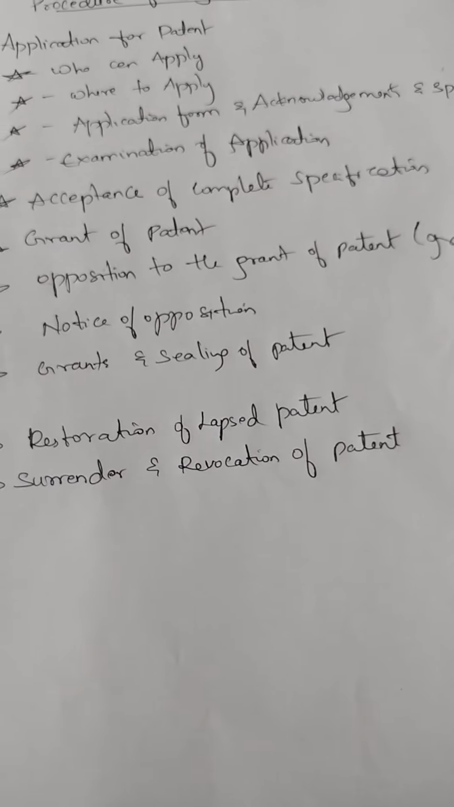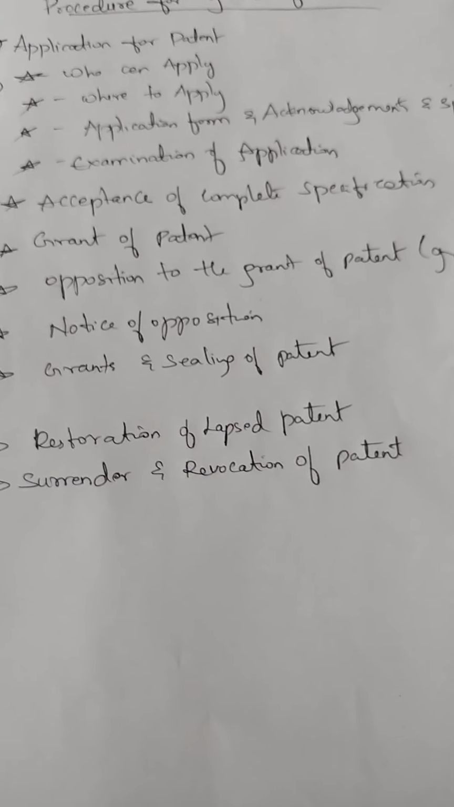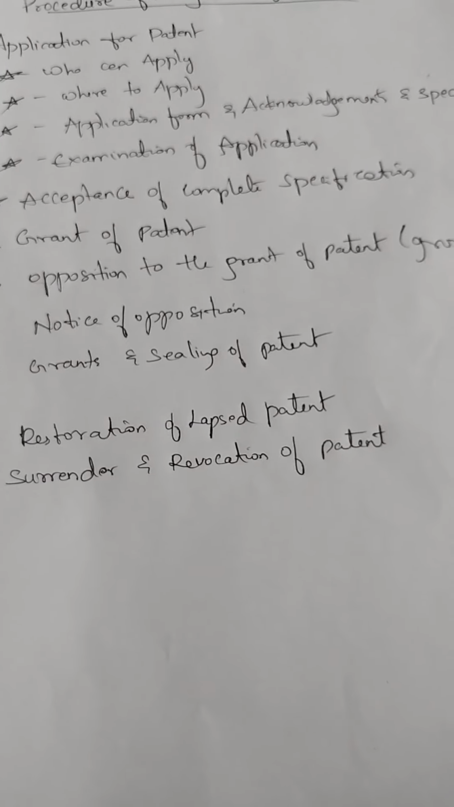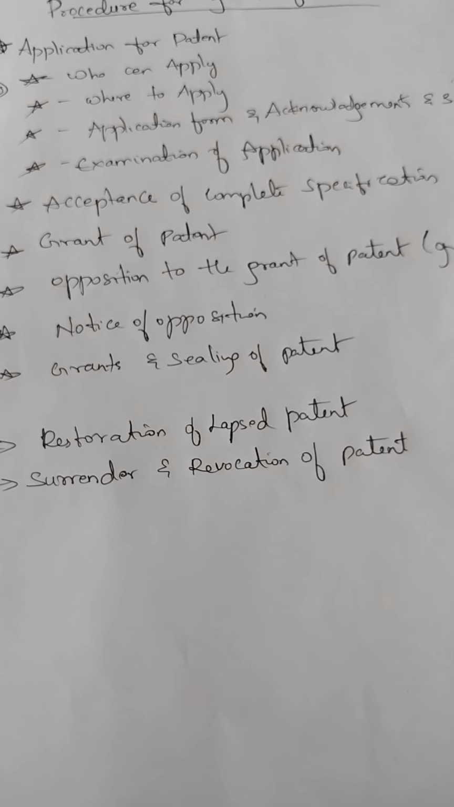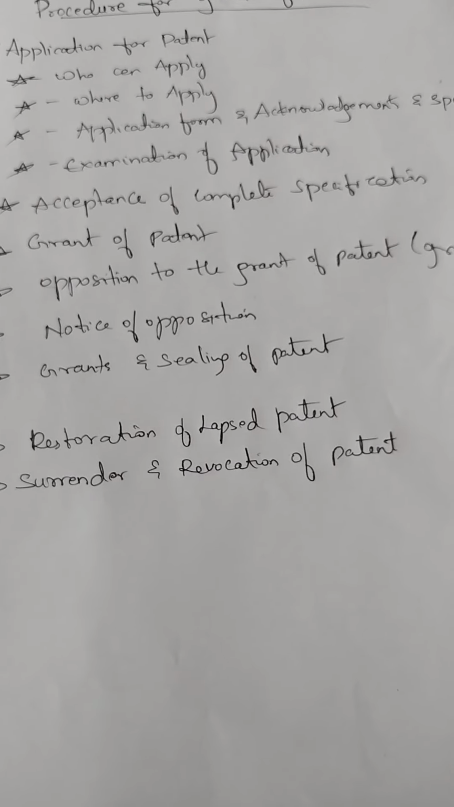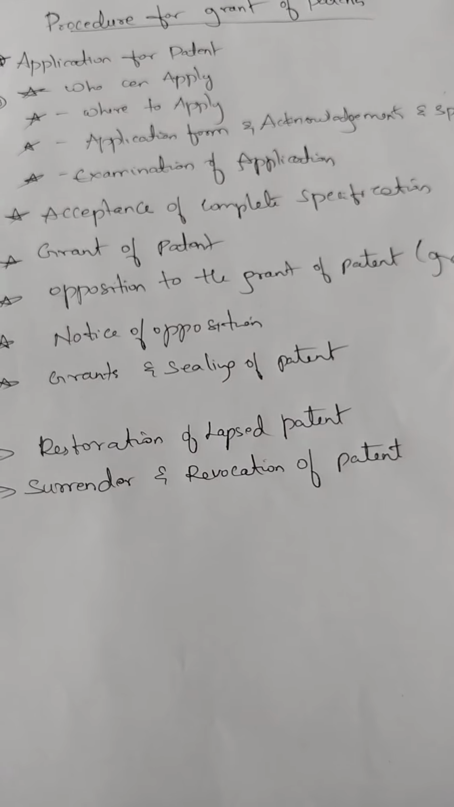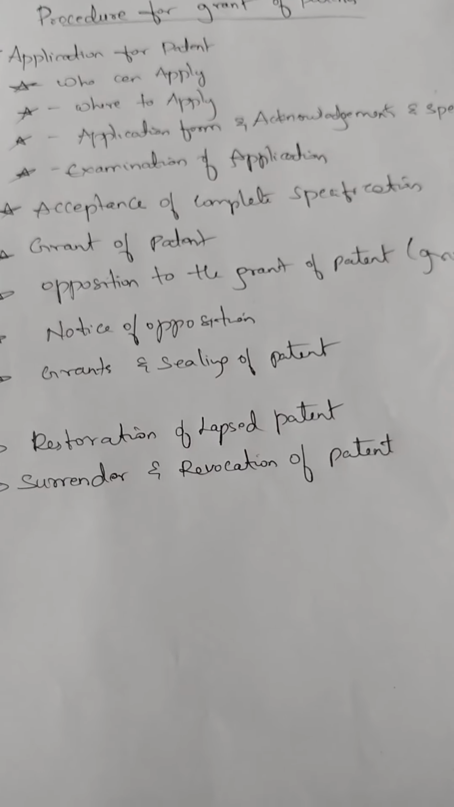If you allow it to lapse, that is, if the time limit is barred and the patent is not renewed, then it will become a lapsed patent. Did you understand? So you need to renew it according to whatever time limit is given.